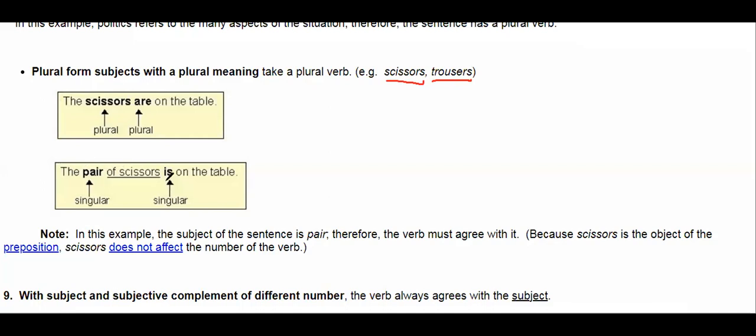The pair of scissors. Now, in this case, it is going to be used in its singular sense. Obviously, the verb will also be in its singular form. Note, in this example, the subject of the sentence is pair, not the scissors. Therefore, the verb must agree with it because scissors is the object of the preposition. Okay? This is subject. Here, scissors is coming as an object. But over here, scissors is the subject. And the table is the object.